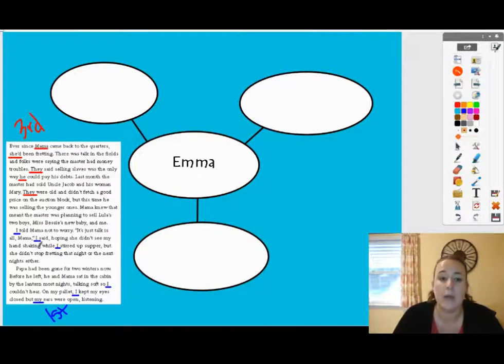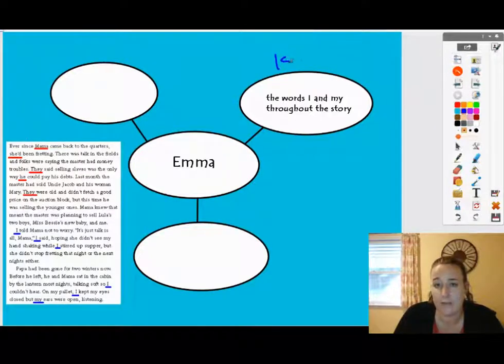I could. So the key is, because we have these I's that are not within just dialogue, not within what she said. It's not like she said, I said, don't worry. It's, I told Mama not to worry. And then in the dialogue, we don't see either of those words. So in this case, this story is being told in first person narrative. And we know that because of words like I and my throughout the story. And that's just from one page. If we were to continue, we might find other words.